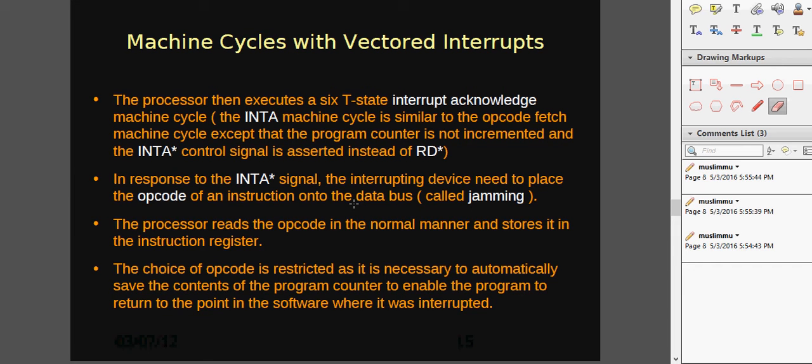After we know that the 8085 processor has already acknowledged the interrupt, we have to place the opcode of an instruction onto the data bus. The processor reads the opcode in the normal manner and stores it in the instruction register. The choice of opcode is restricted, so there are only a few opcodes that you can use here. It's not that you can use whatever opcode is in the opcode list.